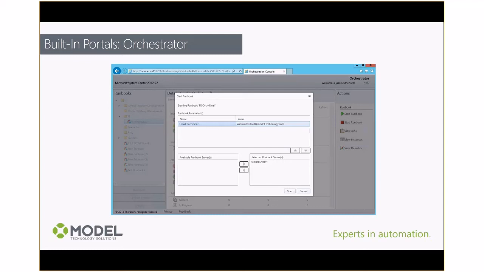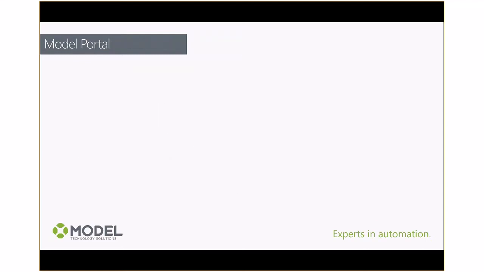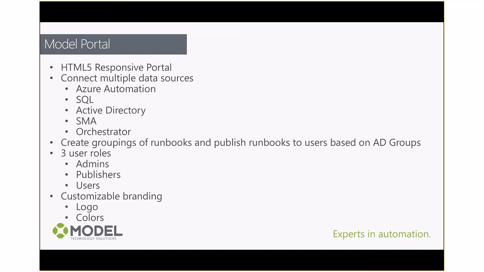So what that leaves you is your automation is prone to failure because you are not standardizing the inputs into the automation engine. So let's introduce the model portal, right? Really, the premise of it is we want to leverage our automation and we want to delegate it out. The responsive portal connects to multiple data sources including Azure Automation, SQL, Active Directory, SMA, and Orchestrator. You can create groupings of runbooks and publish those groups based on Active Directory groups. You have multiple roles, whether you're an admin, a publisher, or a consumer of the portal.